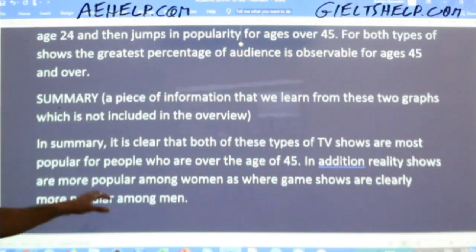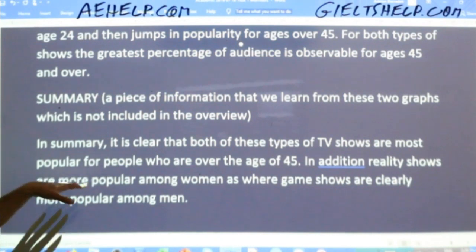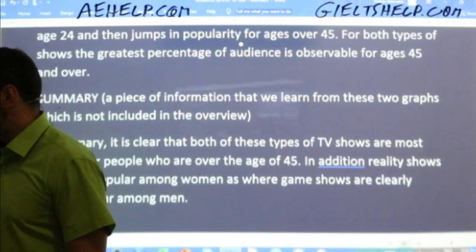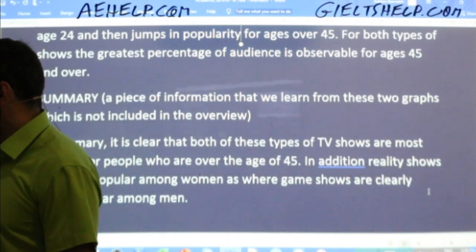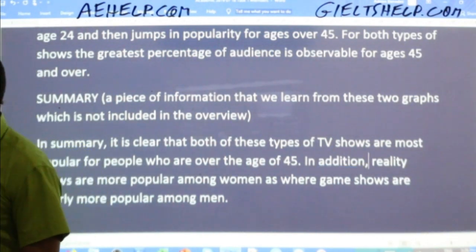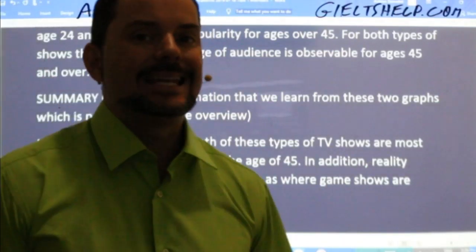In summary, it is clear that both of these types of TV shows are most popular for people who are over the age of 45. In addition, reality shows are more popular among women, as where game shows are clearly more popular among men. And that would be your Band 9 essay.